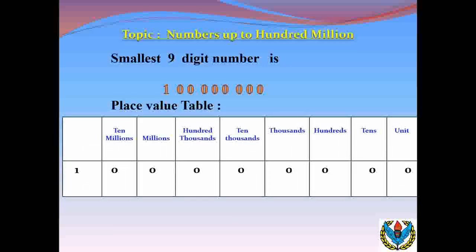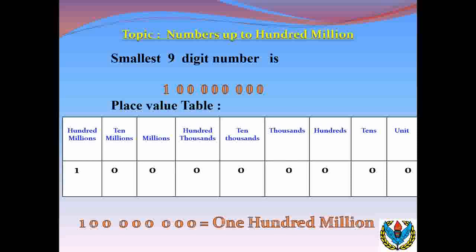Now the smallest 9-digit number. When we put it in a place value table, we see that the place values go from unit, tens, hundreds, thousands, 10,000s, 100,000s, millions, 10 millions and then 100 million. So the smallest 9-digit number will be 100 million.